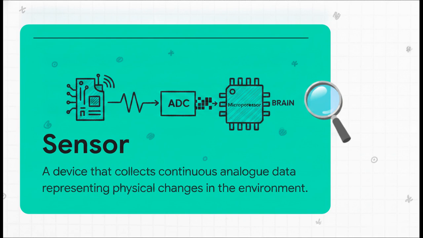But there's a little catch. Our physical world is analog, right? But the computer's brain is strictly digital. So that continuous stream of analog data has to pass through an ADC, an analog to digital converter, before the microprocessor can even understand it.